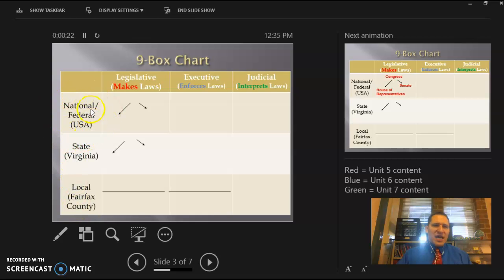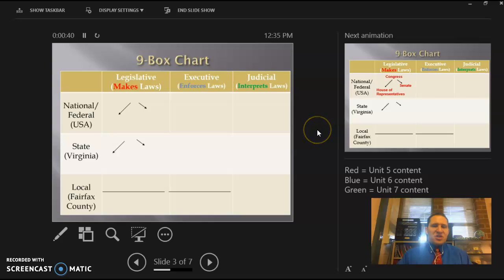The national level is on top because it is the superior or supreme level. Anything that the national government does, the states and local governments must follow. If the national government doesn't have a say in something, it gives that power to the states. It's called a reserved power. And then the states can determine what they divide up into state and local issues.